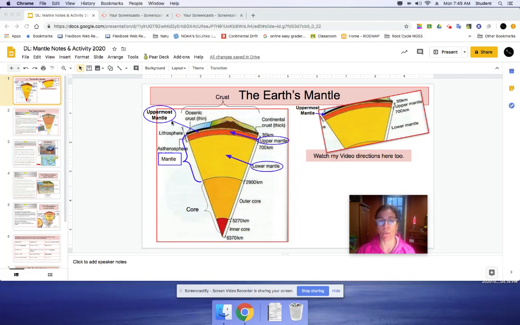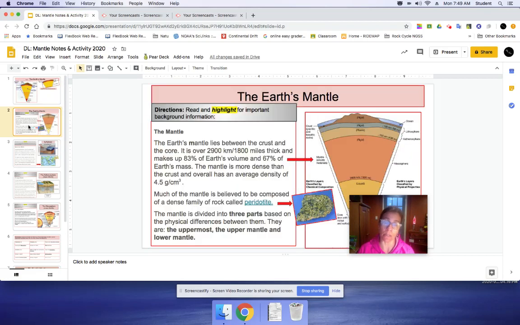The uppermost mantle, which is this very thin section of the mantle. It's actually the topmost section. Right below that, we have a section of the planet called the upper mantle. And below that, a section of the planet that is called the lower mantle. So today, I'm going to have you read a little bit of background on each of those three parts in slides 2 through 5. We take a look at slide 2.